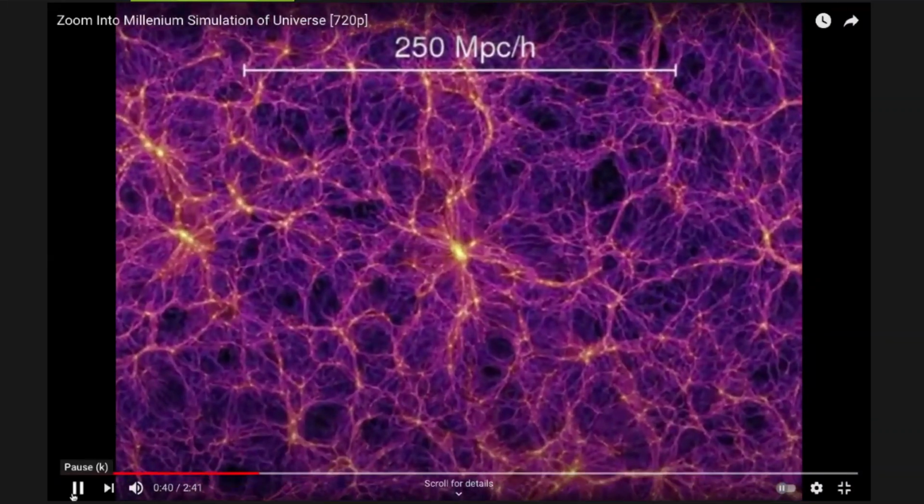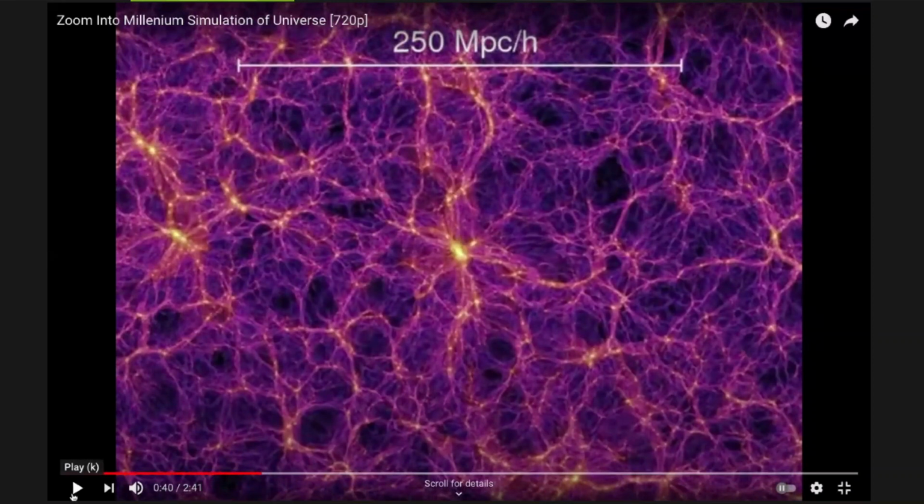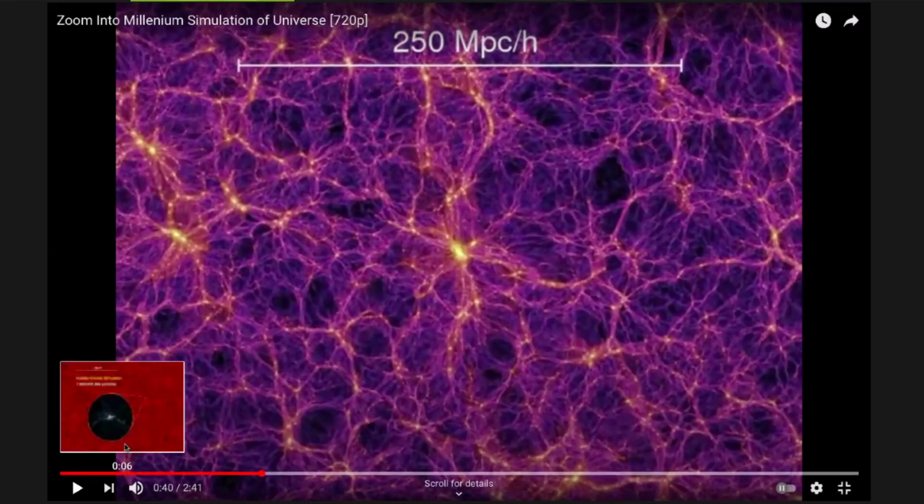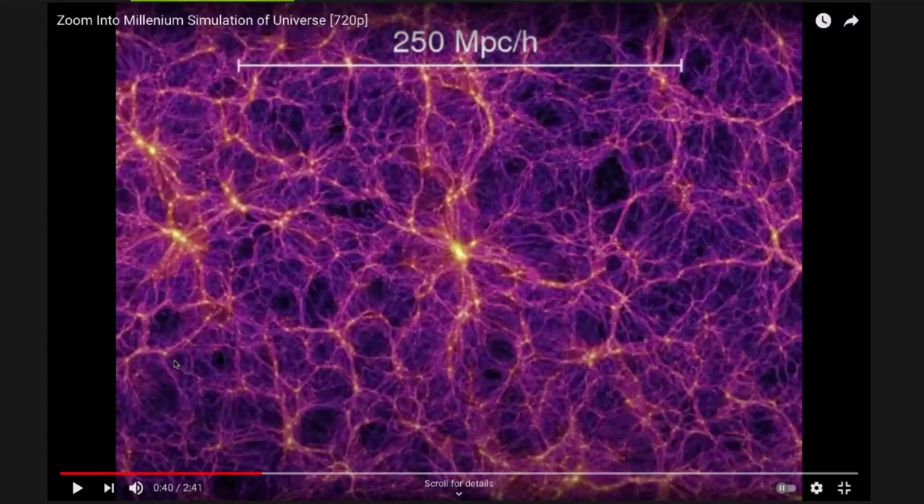The yellow one is the more dense dark matter. Basically, there is no luminous matter here. It is just a visualization of dark matter. So wherever you see more yellow, that means there is more dark matter there. And filaments, all are dark matter.